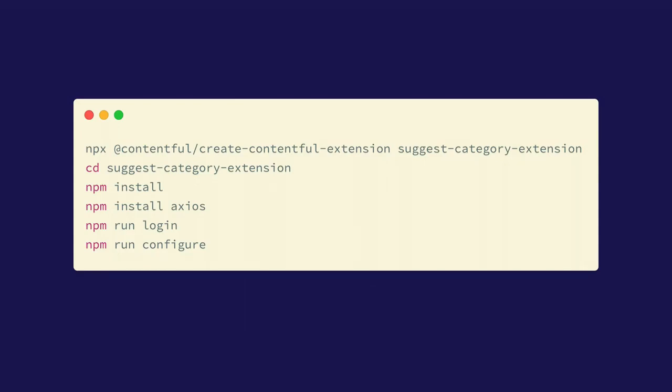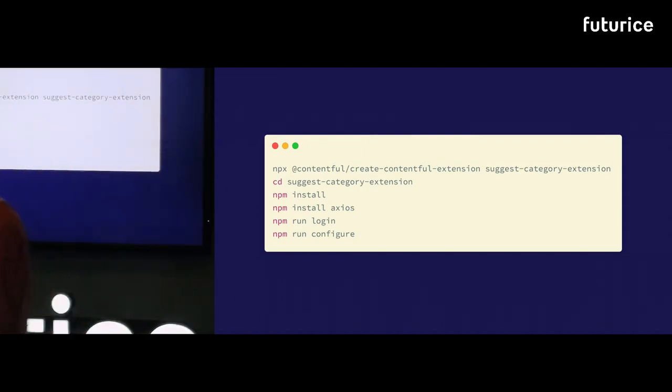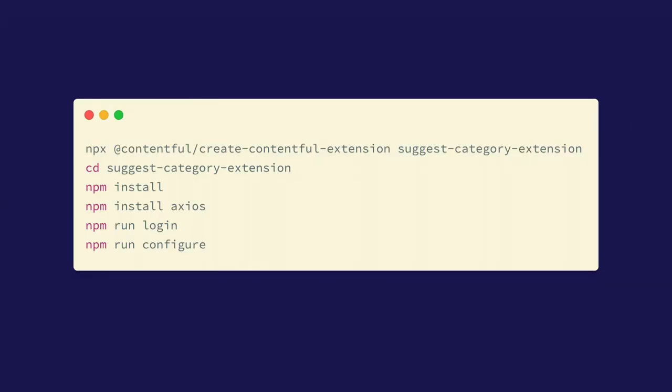What they do, if you've ever built React applications, you have a set of scripts called Create React App, and this works much the same way. So you run this first line, and it will bootstrap a local development environment where you can develop your UI extensions. And what I've done here is I've run that command, installed dependencies, installed additional dependencies so we can make HTTP requests. And I've logged in and configured my environment.